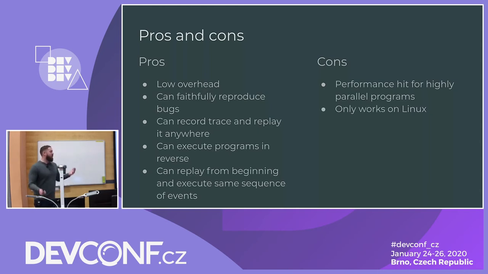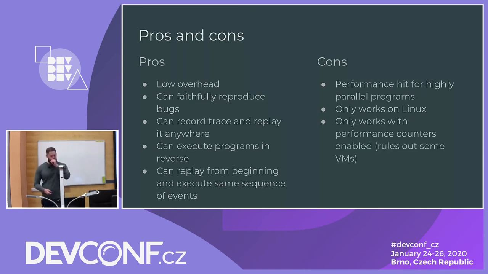Another con, maybe depending on your view of the world, is that it only works on Linux. So there's currently no hard set plans to port this over to OS X or Windows or anything like that. It does use specific things of the Linux kernel, the proc file system and things like that, to do what it does. So it's a little bit less portable that way. And also, as I mentioned, it only works with VMs or hardware that supports performance counters. This is needed for a lot of the replay and recording certain events that happen.